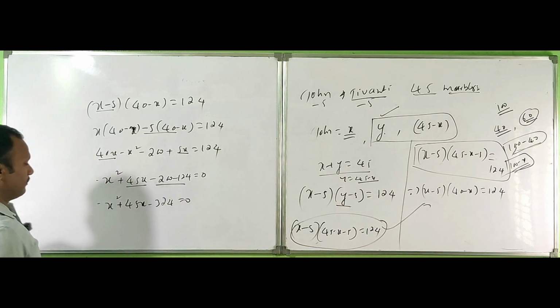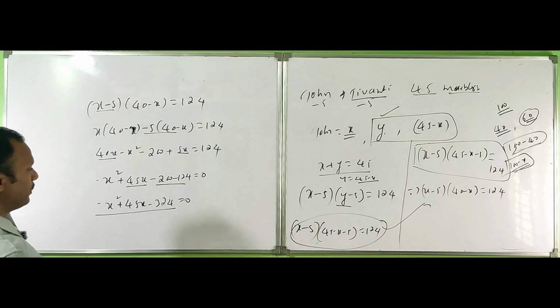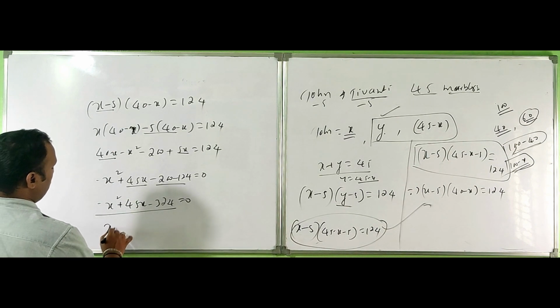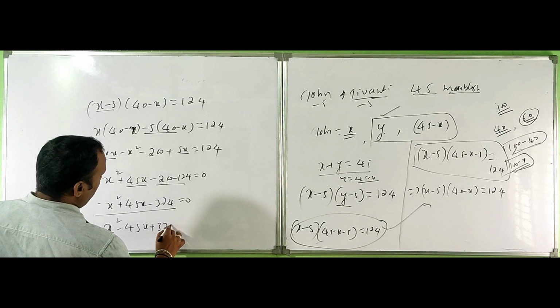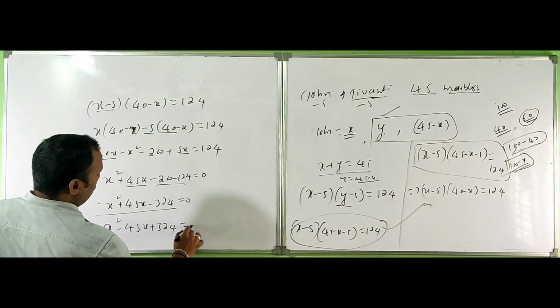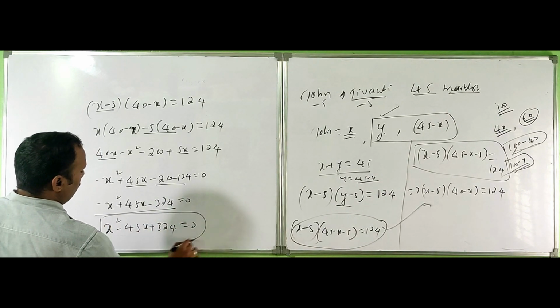Change the sign so the first term is positive. Multiply by minus 1 on both sides. x square minus 45x plus 324 is equal to 0. This is in the quadratic form.